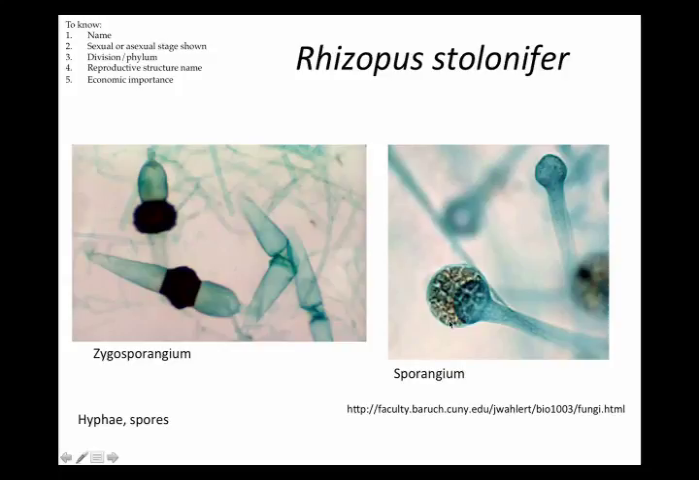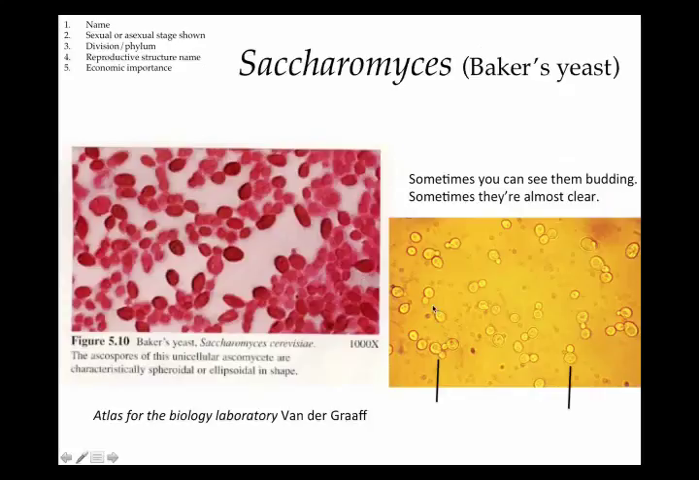Economically, these are black bread mold. So when you see the mold with the little black shoots sticking up, those are sporangia. So that could ruin your bread. So sexual, asexual. So that's our only zygomycete, or Zygomycota phylum.